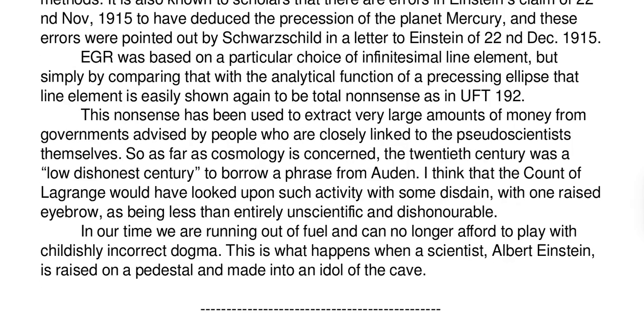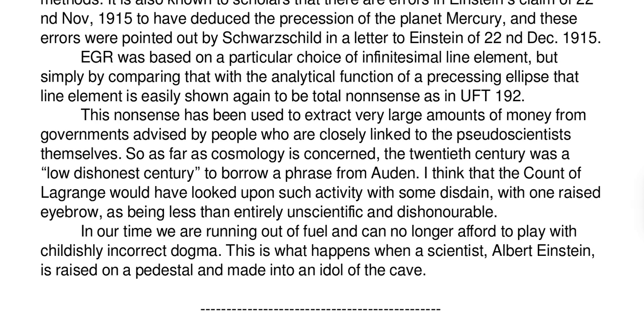EGR was based on a particular choice of infinitesimal line element, but simply by comparing that with the analytical function of a precessing ellipse, that line element is easily shown again to be total nonsense, as in UFT 192. This nonsense has been used to extract very large amounts of money from governments, advised by people who are closely linked to the pseudo-scientists themselves. So the pseudo-scientists fund themselves.